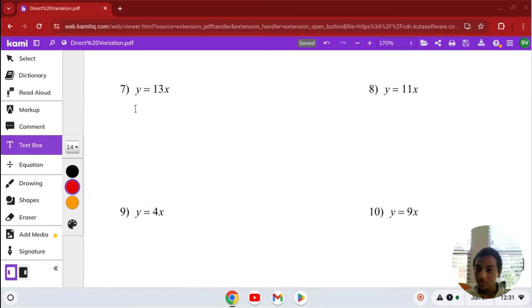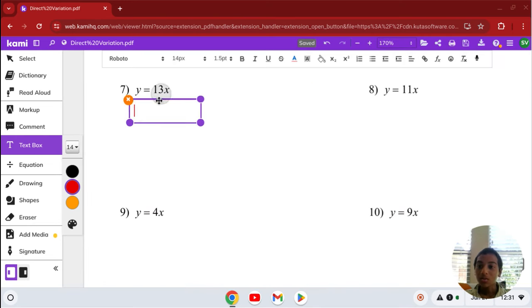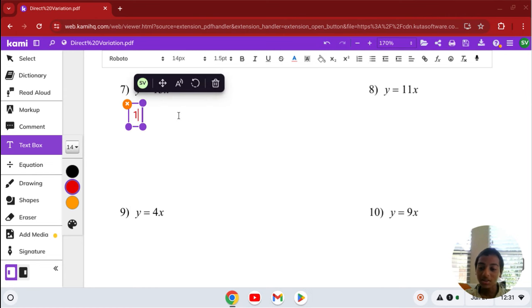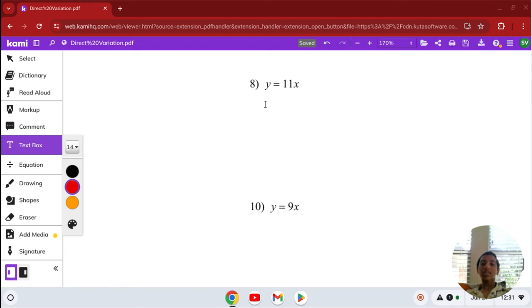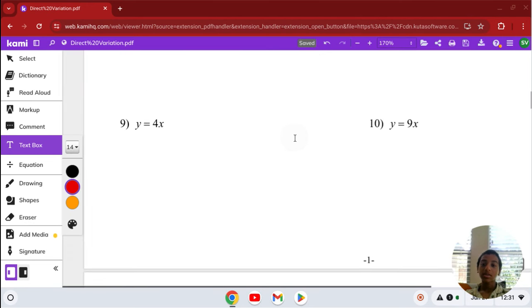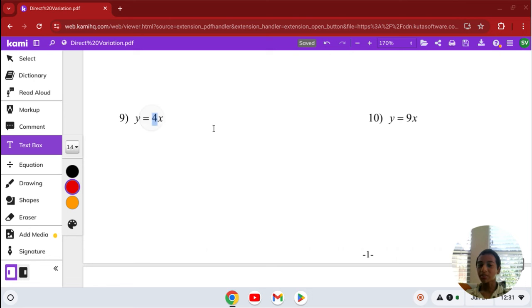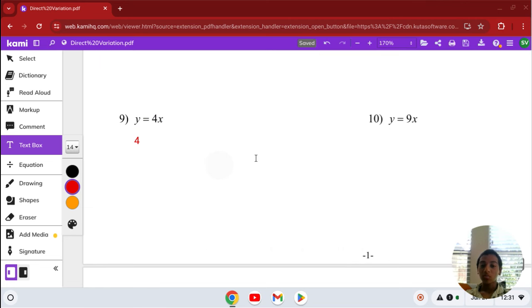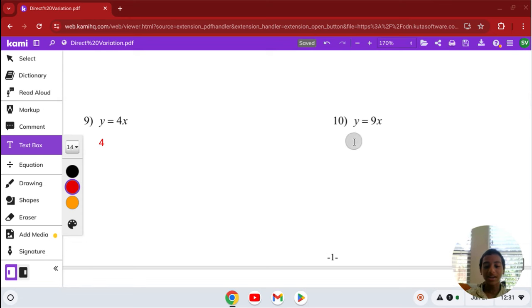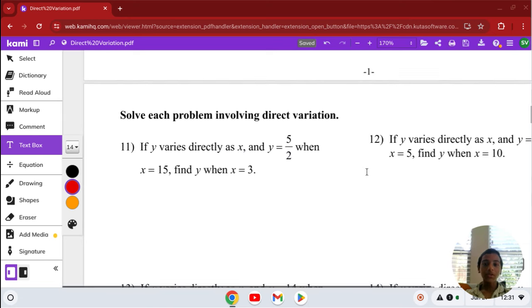Number 7, y equals 13x, y equals kx, so k is 13. Y equals 11x, so that constant of variation is 11. You guys try these, they should be pretty simple. What is the constant of variation in this one? Number 9. Here, it's 4. And here, it's 9. And we're done with the first part.